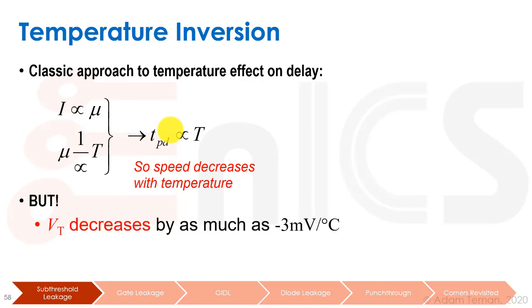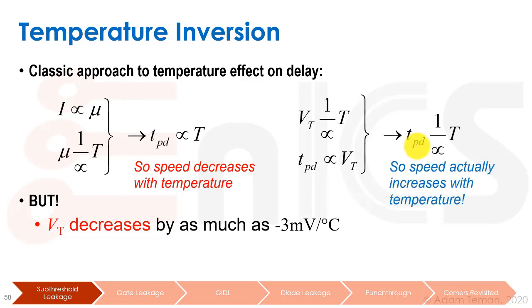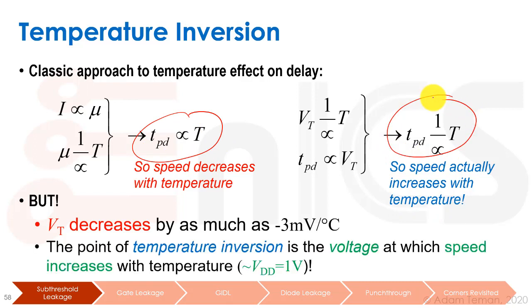Okay, but we have something else. VT decreases by as much as 3 millivolts per degree Celsius. So if VT decreases, let's see what happens. VT, we said now, is inversely proportional to temperature, and TPD, of course, is proportional to VT. The higher the VT, the slower we get. So when we put that together, we see that TPD is inversely proportional to temperature. So speed actually increases with temperature. So this and this contradict each other, right? Okay, so what do we do with that?